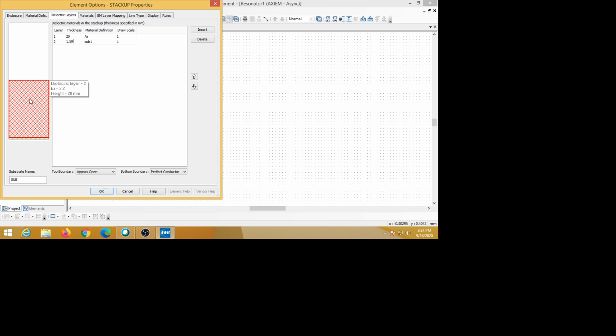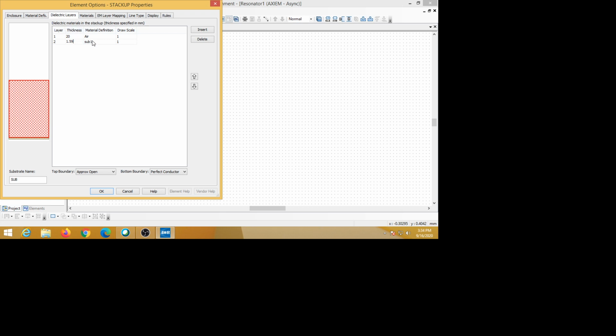Once we take our cursor to here, we can see epsilon r is 2.2 and the height is 20 mm. Here we have to put a value, then it will change to 1.59 mm. So the dielectric, the substrate we have defined, is 1.59.